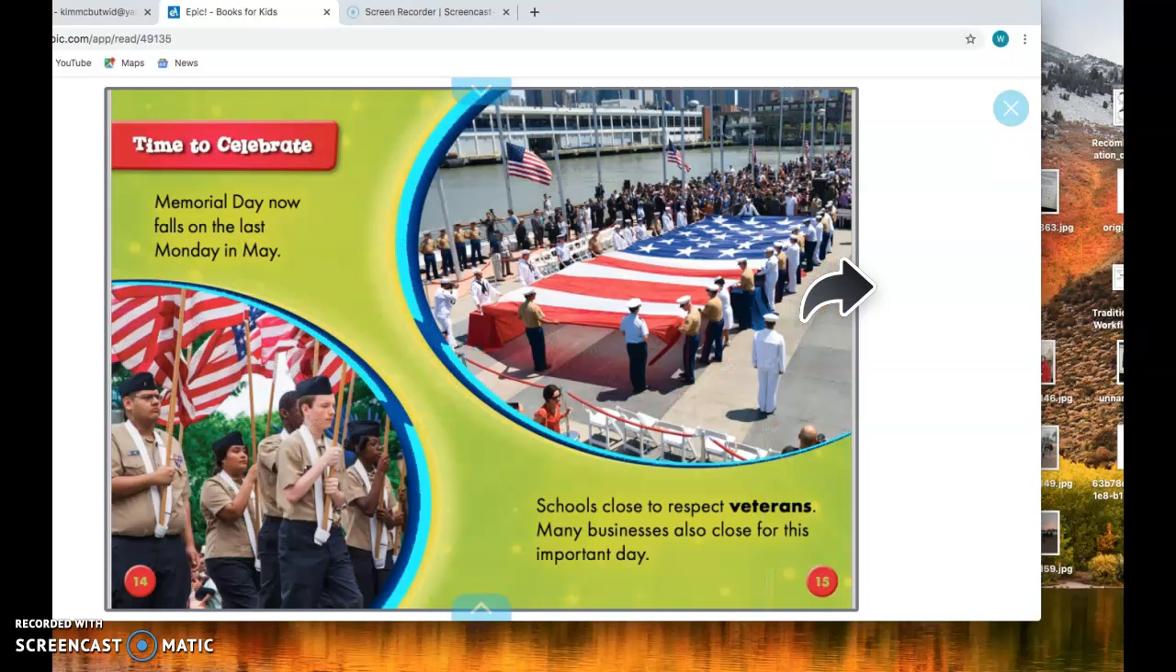Time to celebrate. Memorial Day now falls on the last Monday in May. Schools close to respect veterans. Many businesses also close for this important day.